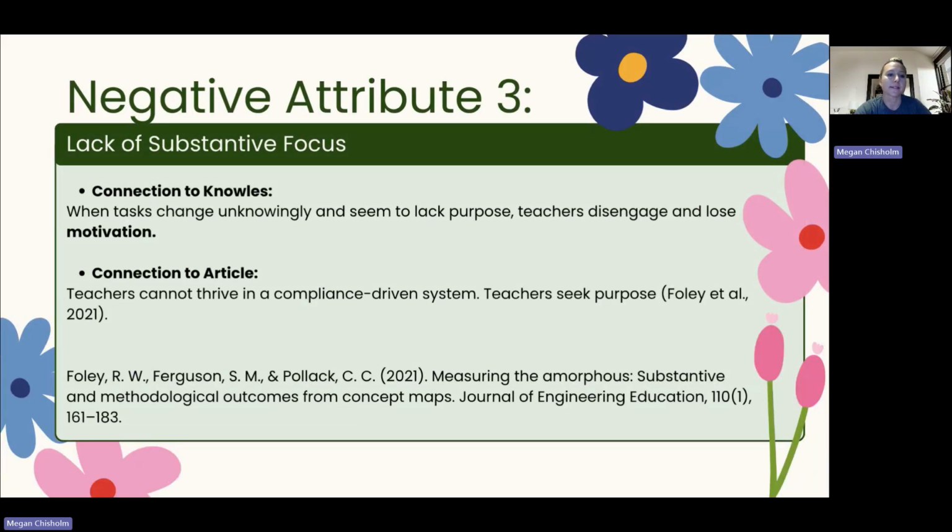Negative attribute number 3 is lack of substantive focus. So this kind of speaks to that same idea as attribute 2. And so it's very hard to stay engaged as a teacher. So this is my connection to Knowles. It's hard to stay engaged as a teacher when the goals and objectives are constantly changing. It feels like you're just on a spinning wheel and constantly trying to catch up to the changing ideas among the whole school system, that can get pretty frustrating. It's hard to keep focus on that.